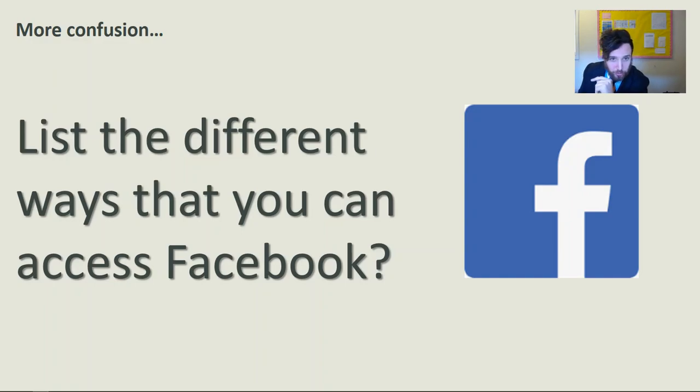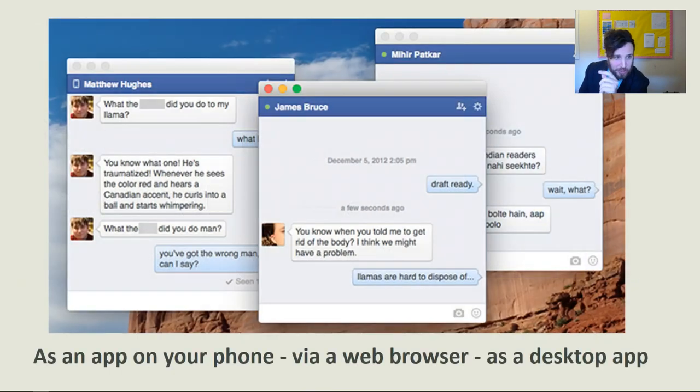So, I'll go through these. I think I can access Facebook as an app on my phone, via my web browser on anything. So on my tablet, I can look at it. I can look at it through the web browser on my work computer, on my home computer. And also, weirdly, which I never knew, you can get a desktop app for it. So you go on the Windows Store and actually get a program that will run Facebook.